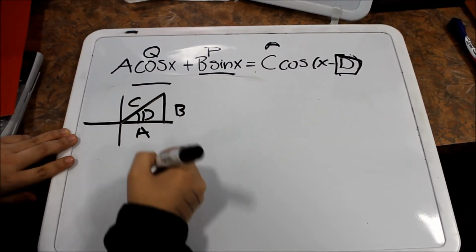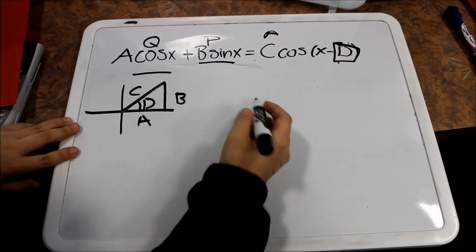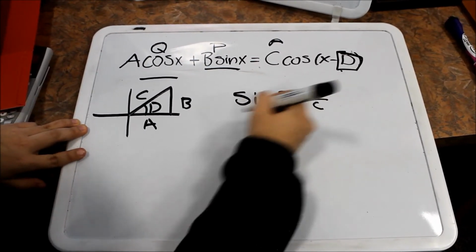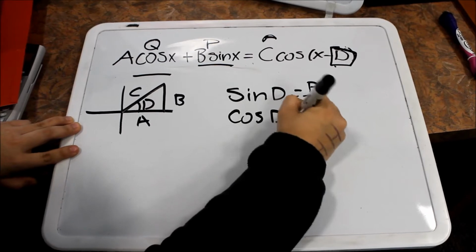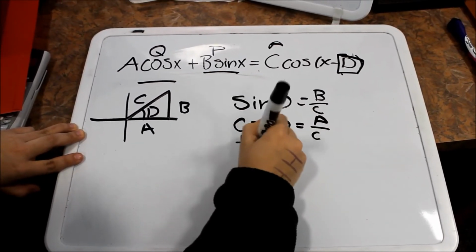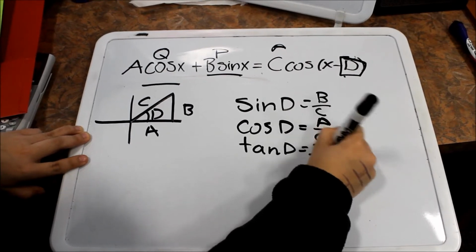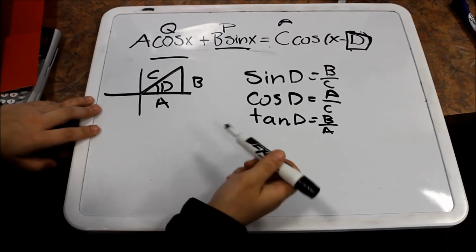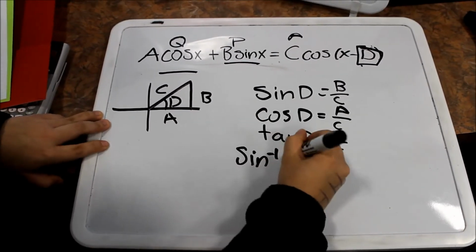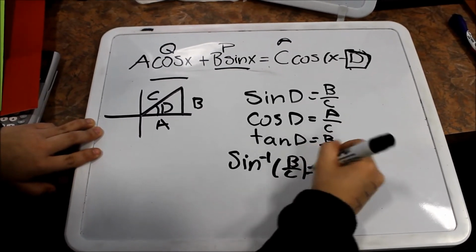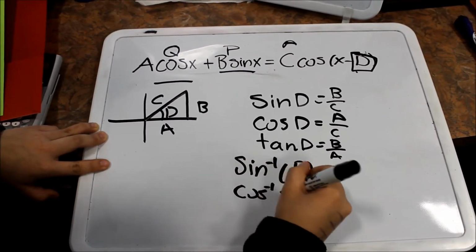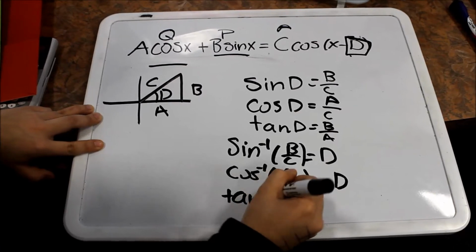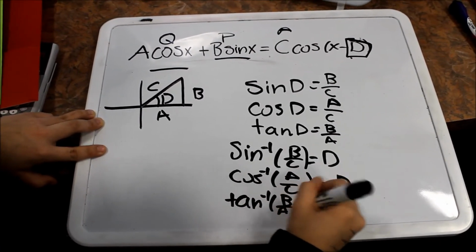Here's your angle D. To find angle D, you can do the sine of D equals B over C, or cosine of D equals A over C, or tangent of D equals B over A. In the same way, you can do the inverses of all of these to find it. So you can do inverse sine of B over C equals D, inverse cosine of A over C equals D, and inverse tangent of B over A equals D.